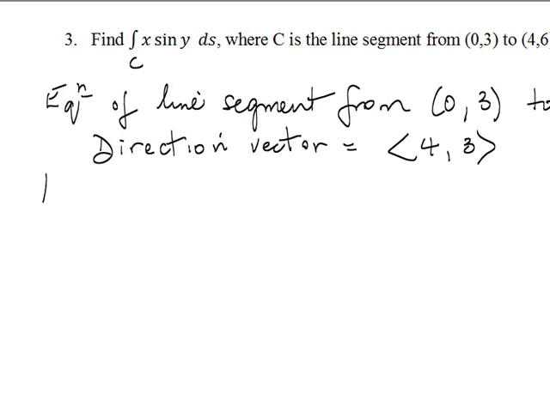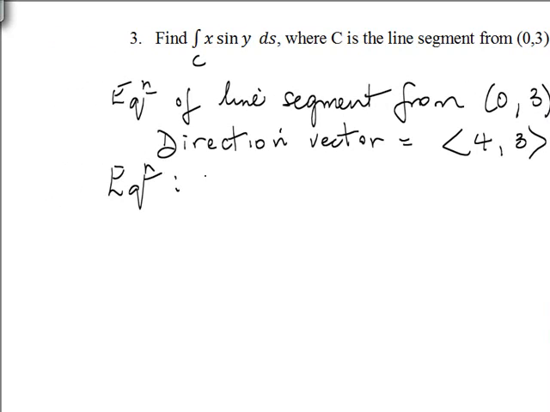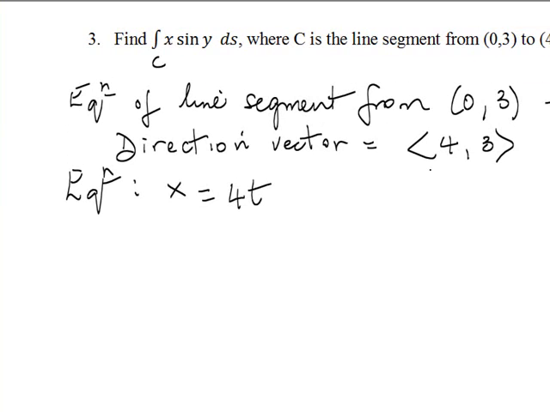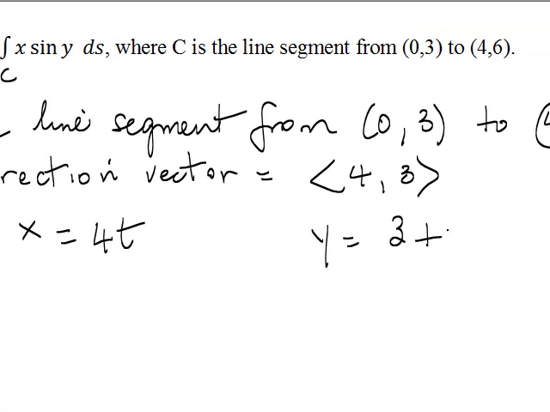And so the equation is, the first one we're going to write, remember, there are 3 ways we could have written the equation of a line segment. Remember we saw the vector equation, the parametric equations, and symmetric equations. So the parametric equations, that's what we want. So we'll use the first point, x equals 0 plus 4t. So x equals 4t. And then y equals 3 plus 3t.